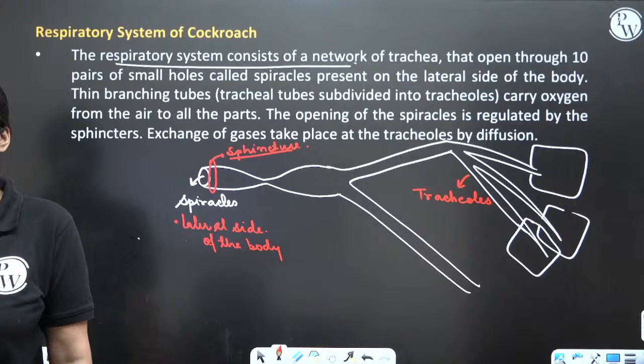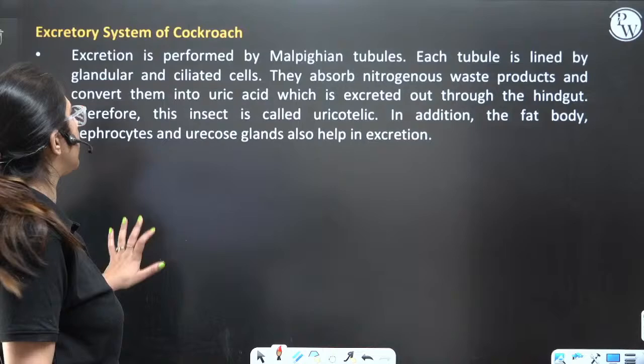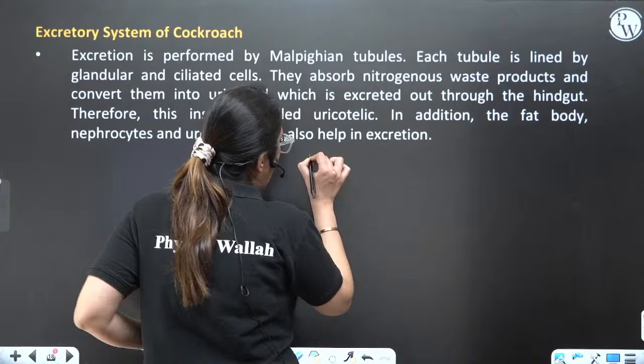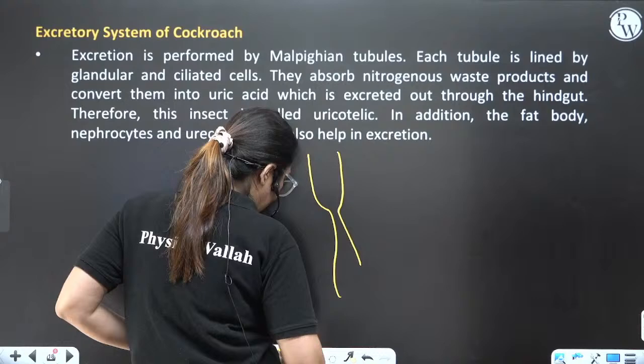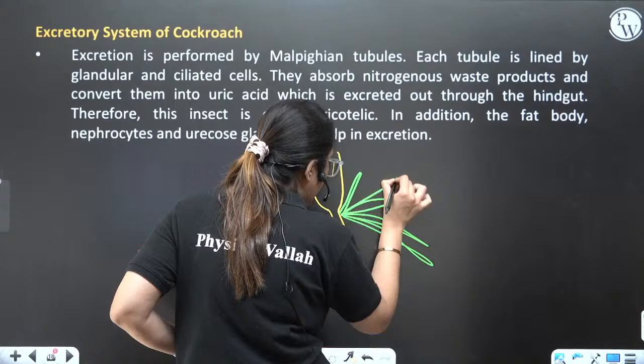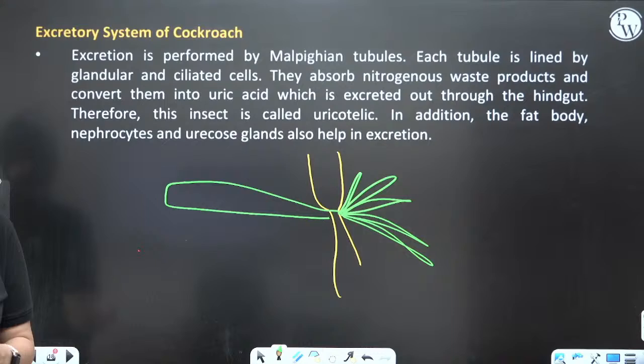Now, moving on to the next, the excretory system. So in the excretory system, like I have told you, some malpighian tubules are present, right? At the junction of the midgut and hindgut, there are some fine structures like this, 100 to 150. One part I have extended just to show you. Clear?